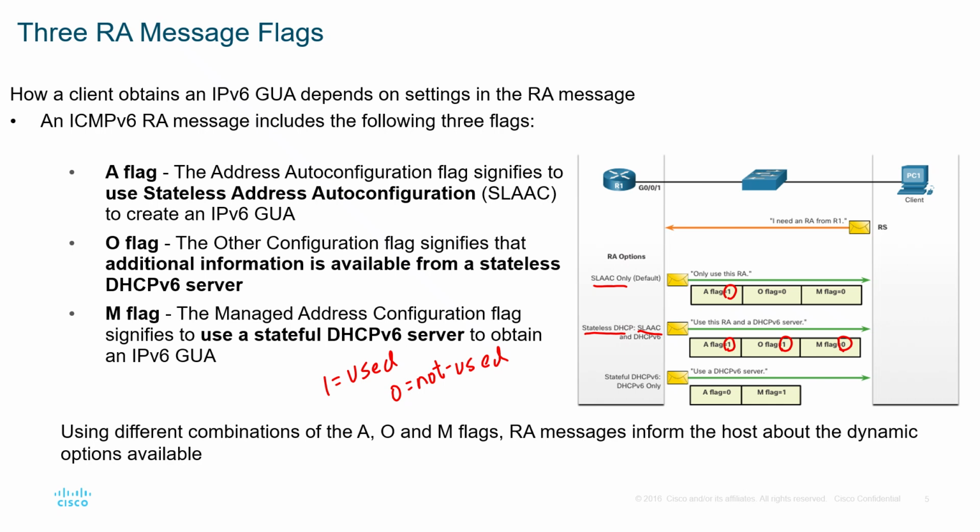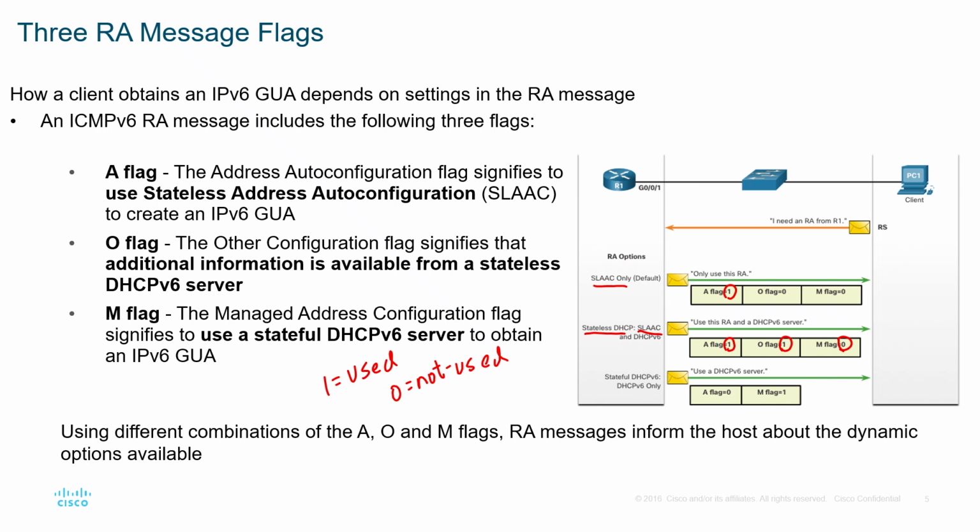How a client obtains an IPv6 GUA depends on settings in the message. So you have certain flags. Your A flag stands for the address autoconfiguration flag, and it signifies to use the stateless address autoconfiguration, SLAAC, to gain your IPv6 information. Your O flag is the other configuration flag, and that signifies that additional information is available from a stateless server. Your M flag is the managed address configuration flag, and that signifies that you're going to get all of your information from the server itself.